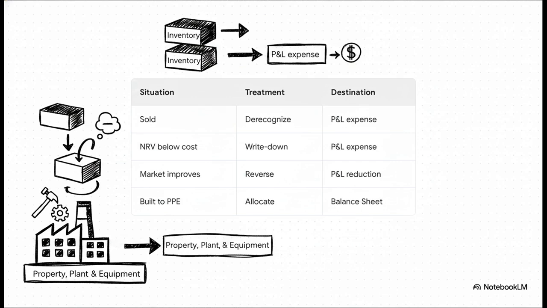If NRV drops below cost, then you write it down item by item, recognizing it immediately as an expense on the P&L. But what if economic conditions improve later? Then you actually reverse that previous write-down, creating a reduction of inventory expense on the P&L. Finally, if the inventory is used to build your own internal property, plant, and equipment, then you allocate it to the new asset, capitalizing it to PPE on the statement of financial position.